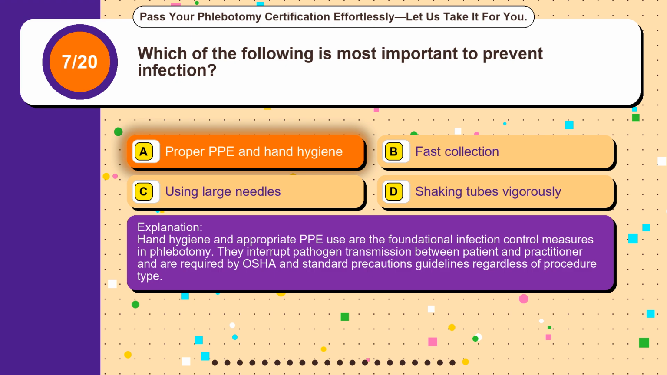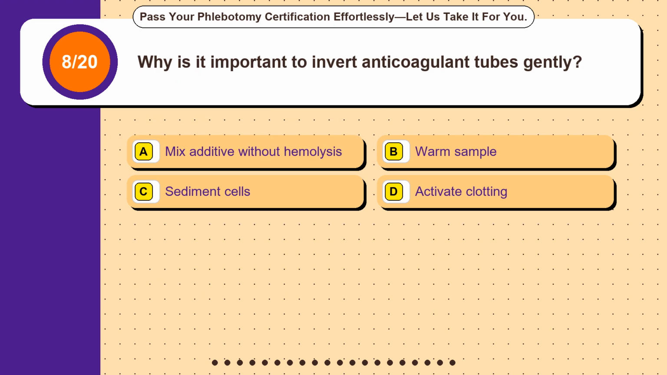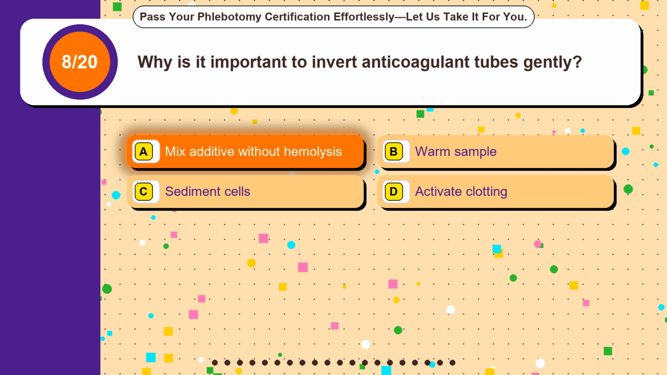Question 8. Why is it important to invert anticoagulant tubes gently? Option A. Mix additive without hemolysis. Option B. Warm sample. Option C. Sediment cells. Option D. Activate clotting. The correct answer is option A.